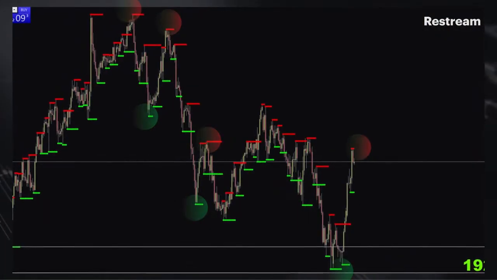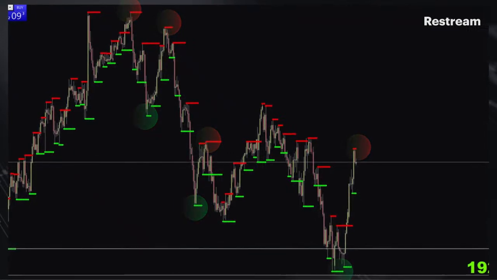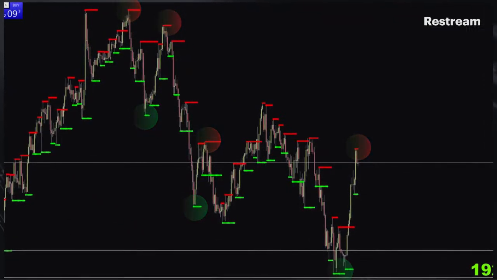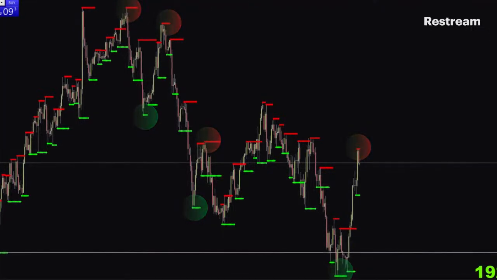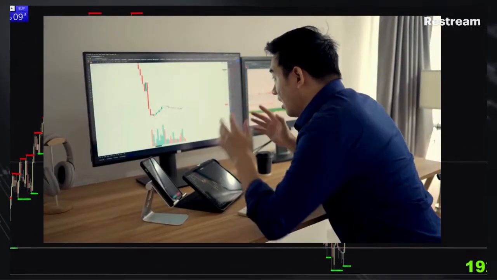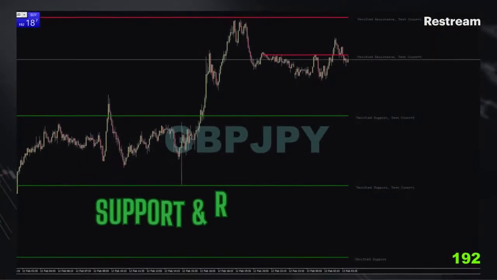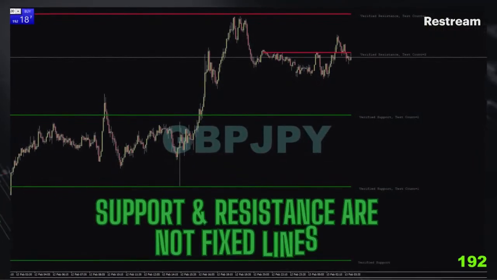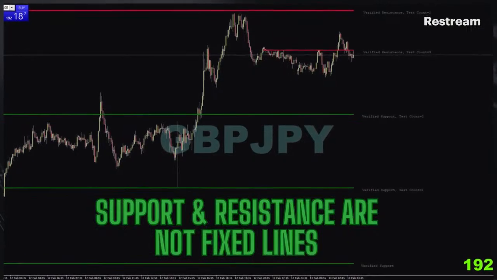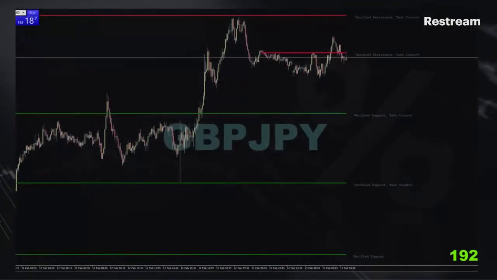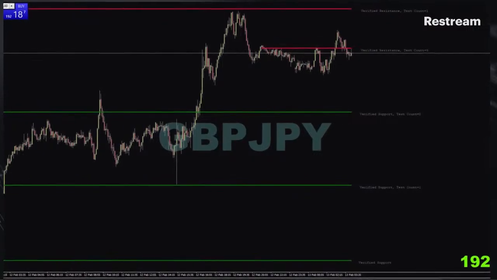Most traders get support and resistance dead wrong. They draw simple lines, wait for price to hit them, and expect an easy reversal. But that's why they keep losing trades. Part 1. Support and resistance are not fixed lines. Let's talk about the first misconception. Support and resistance aren't fixed price levels.